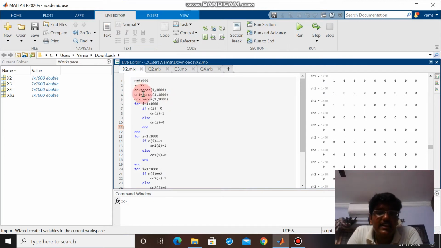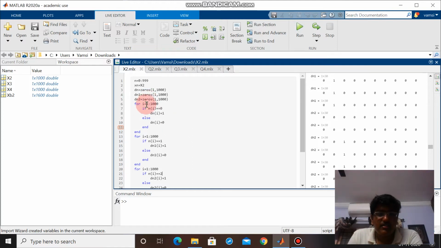As you can also see, dn, dn1, dn2 are 3 variables that consist of a 0 matrix which is 1 cross 1000. So it is a 0 vector with 1000 elements. I have created dn, dn1 and dn2 for the corresponding delta of n, delta of n minus 1 and delta of n minus 2. As we all know, delta of n is equal to 1 at n equal to 0 and 0 for all the remaining values of n, whereas delta of n minus 1 is equal to 1 at n equal to 1, and delta of n minus 2 is equal to 1 at n equal to 2, and they are 0 at all the remaining respective values.